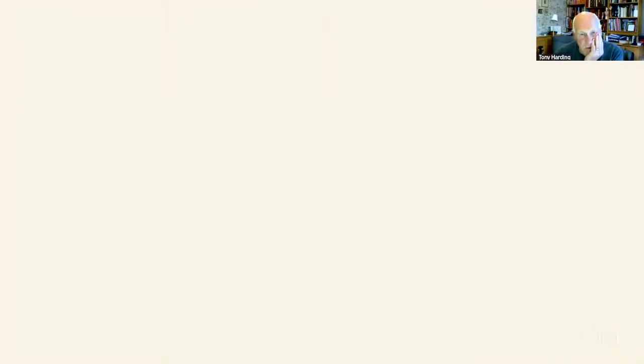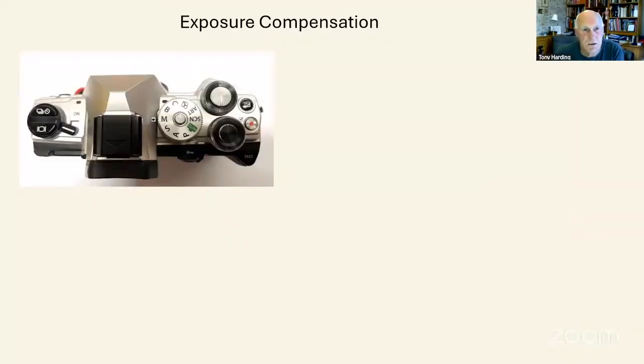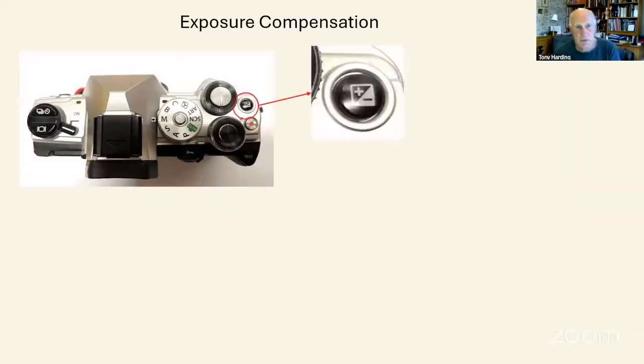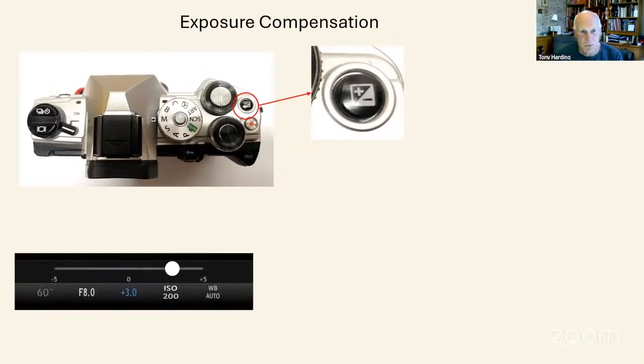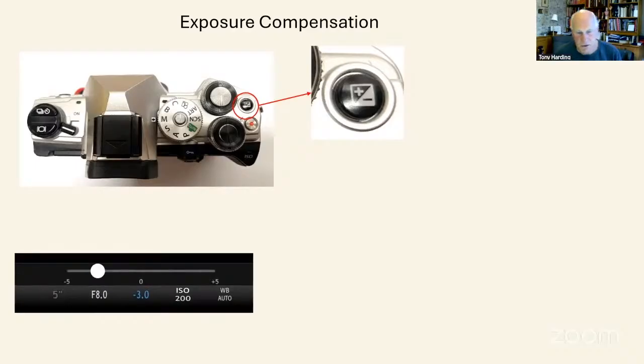What we're going to do is use a feature which is on all cameras and smartphones, a thing called exposure compensation. Some cameras have got it as a dedicated button with a little plus minus symbol on it. When you engage that, it brings up a little scale in your viewfinder, and by turning a dial or whatever, you can either overexpose or underexpose. So you're shifting from the exposure.